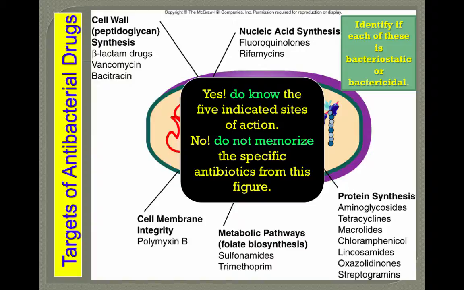Static, think about the growth curve. When the growth curve becomes static, it's stationary, and so it's only impacting reproduction. It's not killing the cells. The growth curve isn't going down. How about cell membrane integrity? What does that mean? Cell membrane integrity.